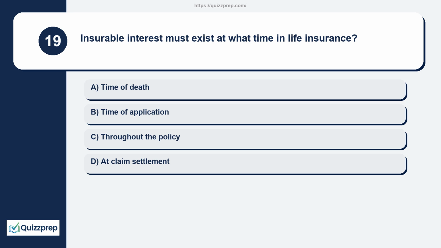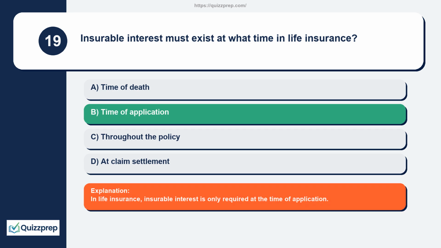Question 19. Insurable interest must exist at what time in life insurance? Time of death, time of application, throughout the policy, at claim settlement. In life insurance, insurable interest is only required at the time of application.